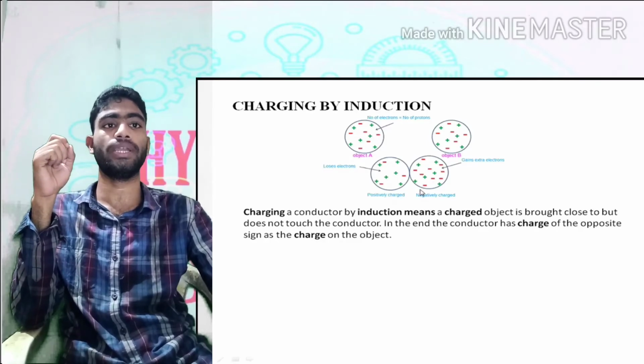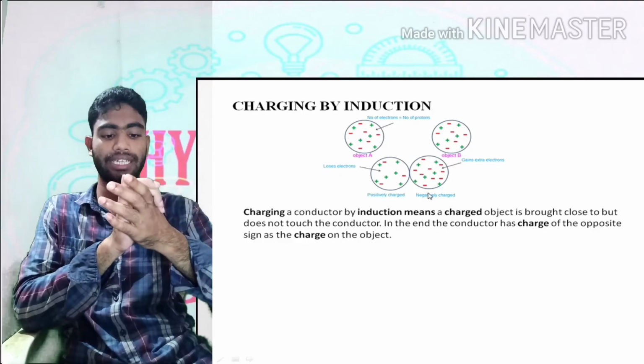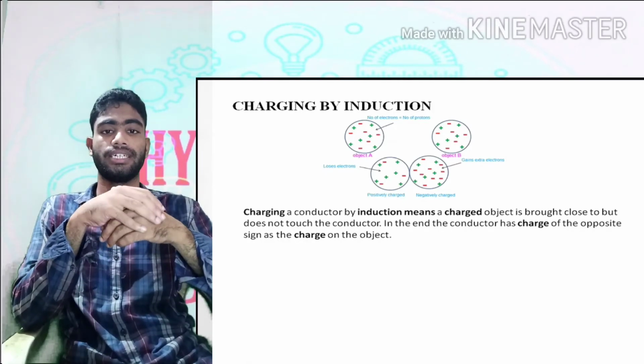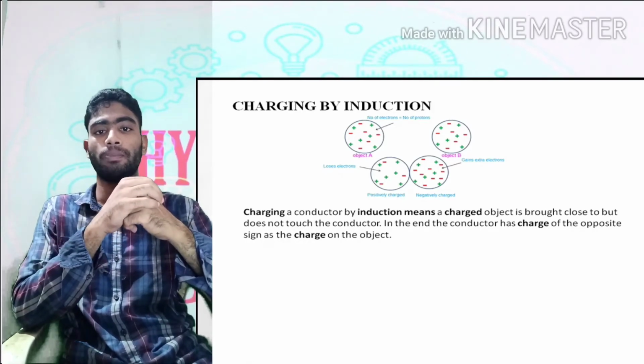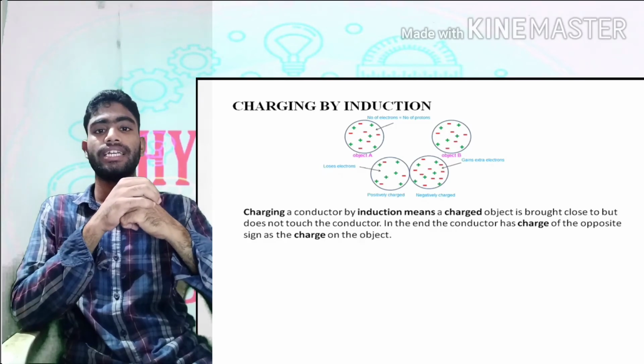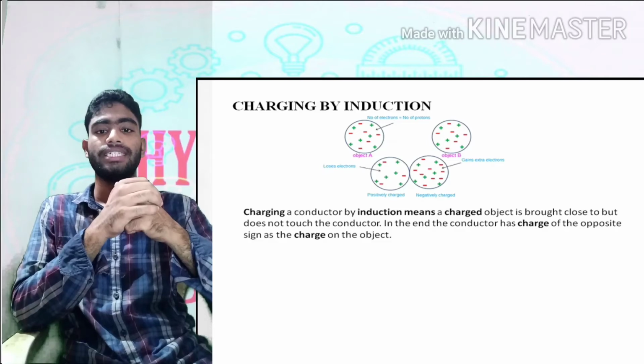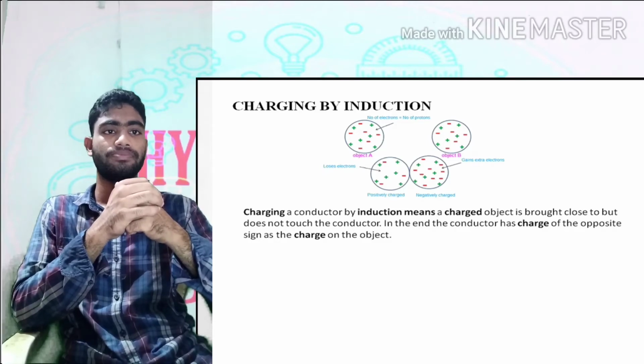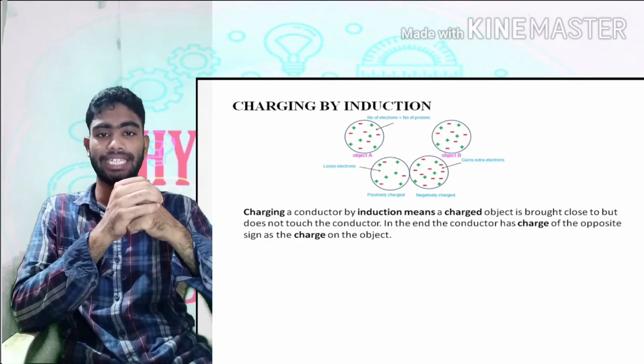This one is called neutral body. Neutral body means that if the body has the same number of positive charges and negative charges, then we say it is an electrically neutral body. They are not charged bodies.